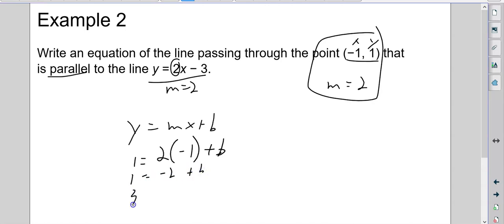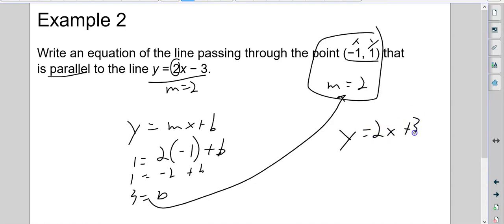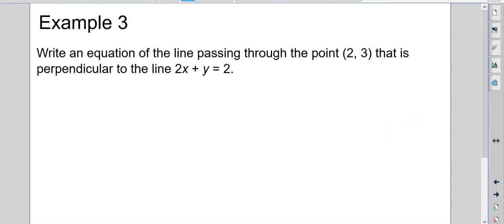Add 2 to both sides. My y-intercept is 3. I'm going to put that together with this slope. Y equals 2x plus 3. Very simple.